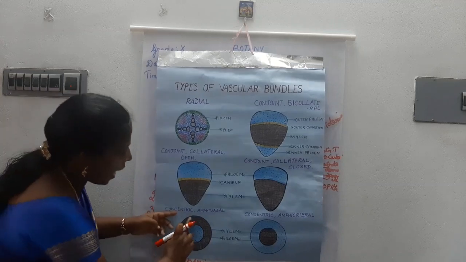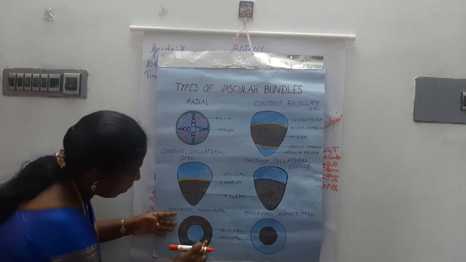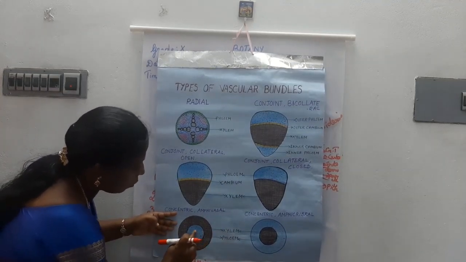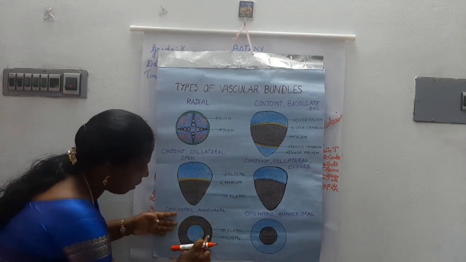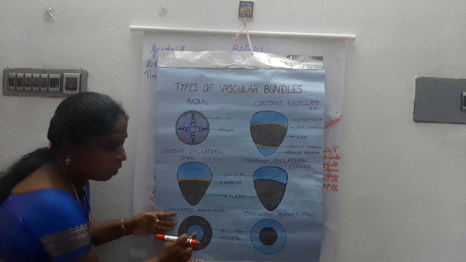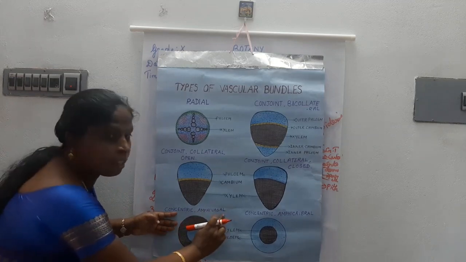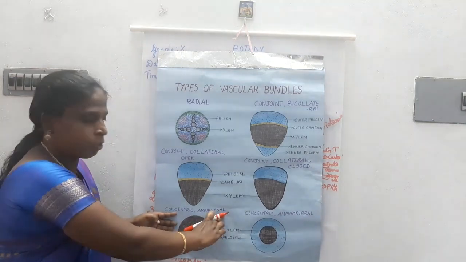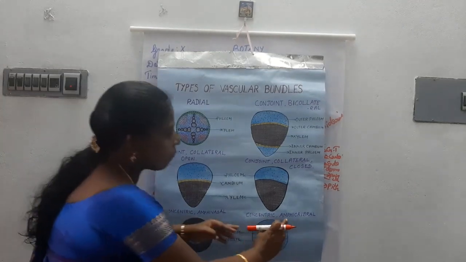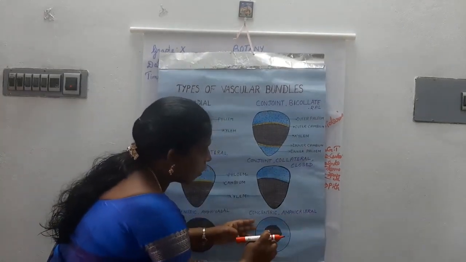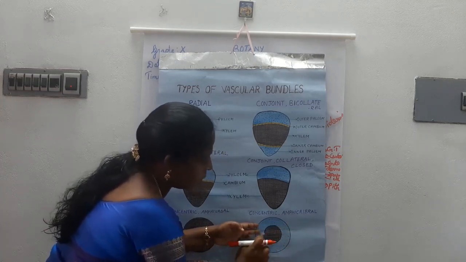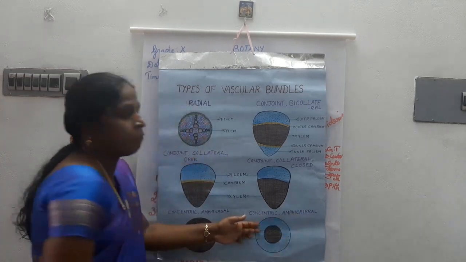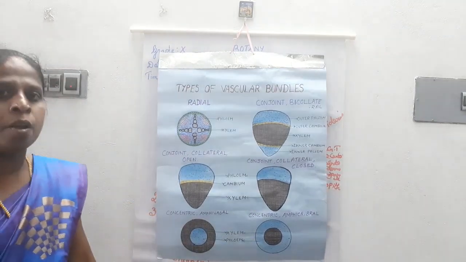Here, the brown color indicates xylem, and the blue color indicates phloem tissue. If xylem surrounds phloem, that type of vascular bundle is called an amphivasal vascular bundle. Amphicribral means if phloem surrounds xylem, they are called amphicribral vascular bundles.